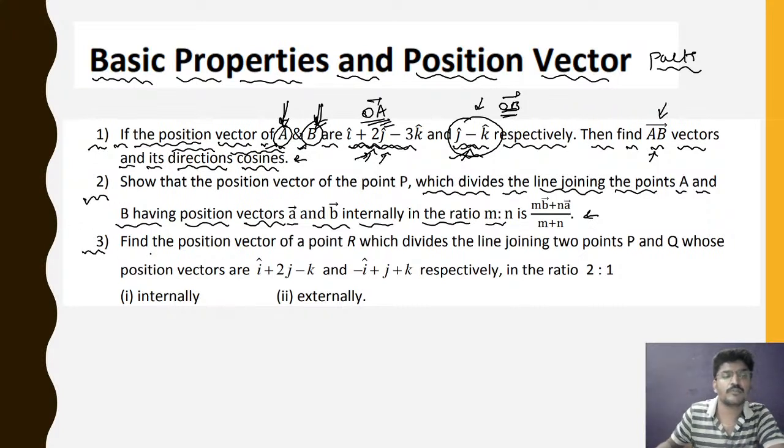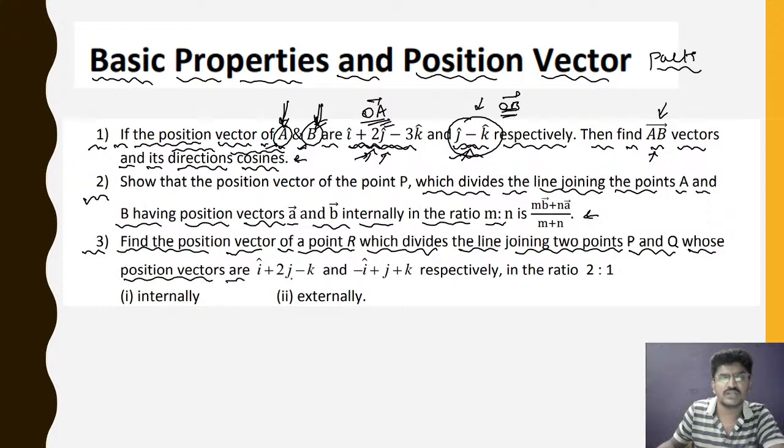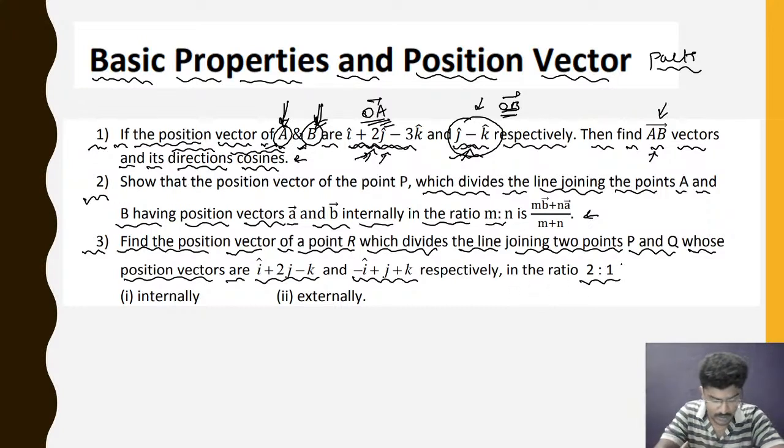What is the third problem? Find the position vector of a point R which divides the line joining two points P and Q, whose position vectors are i cap plus 2j cap minus k cap and minus i cap plus j cap plus k cap respectively, in the ratio 2 is to 1.